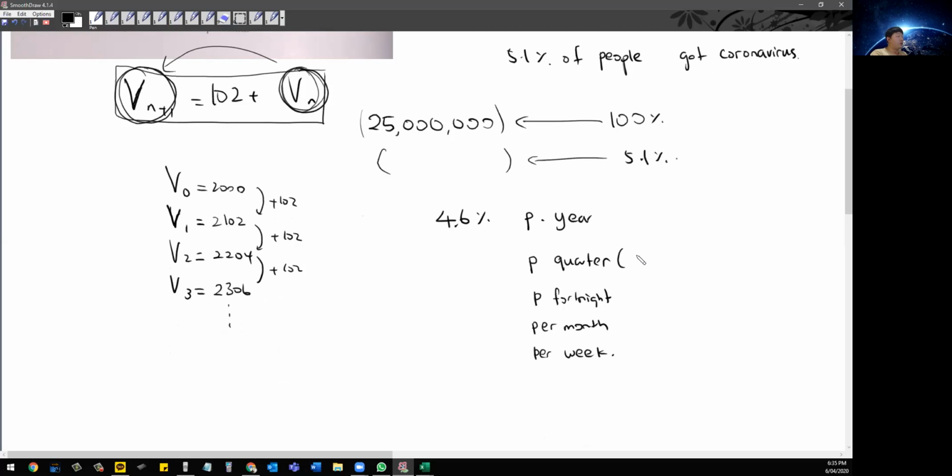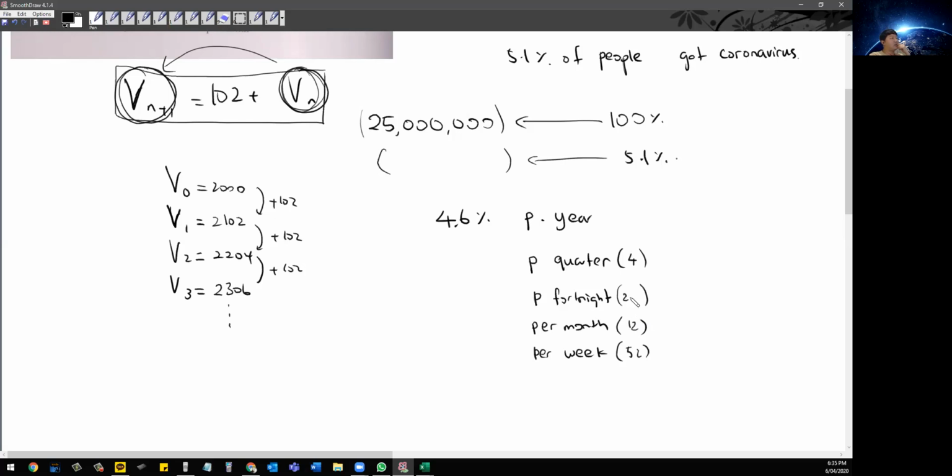A quarter is 3 months. So there are 4 quarters in a year. How many weeks are there in a year? 52, that's right. And how many months are there in a year? 12. How many fortnights are there in a year?